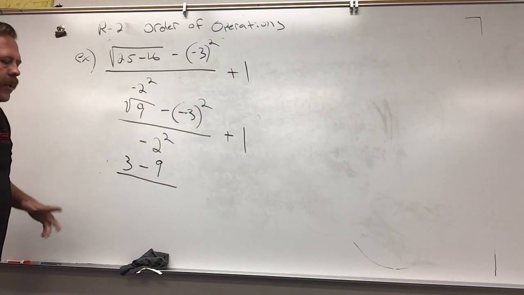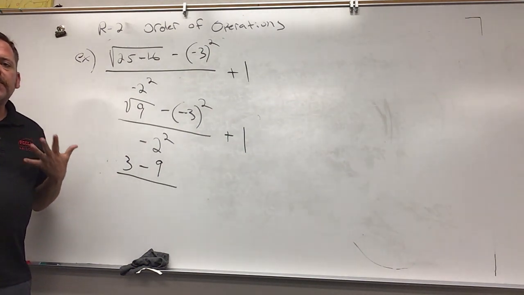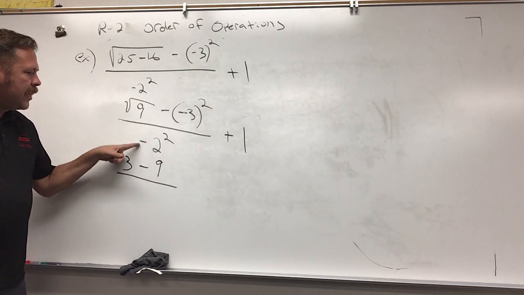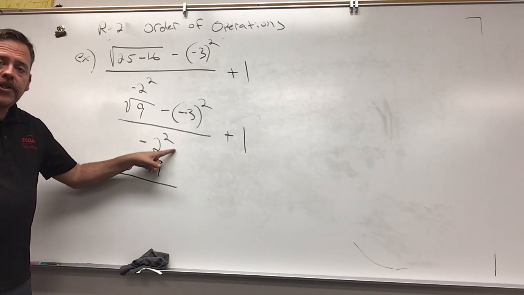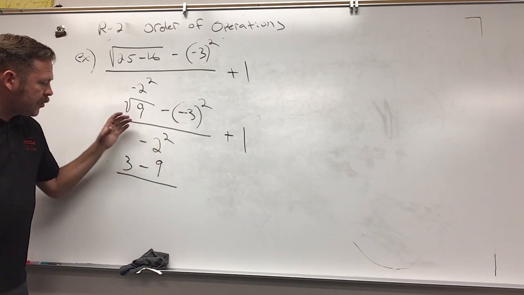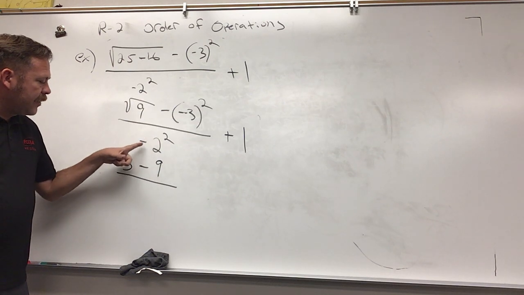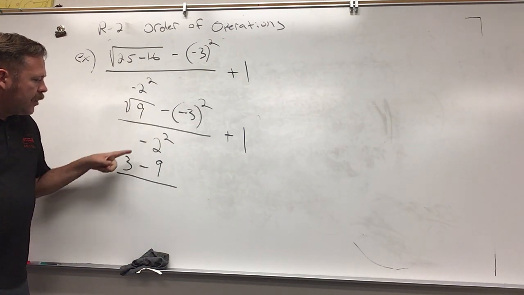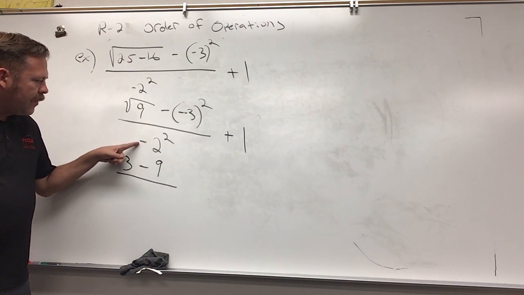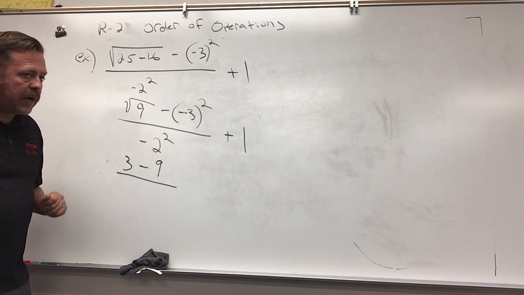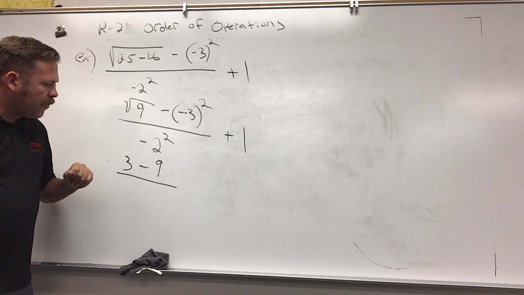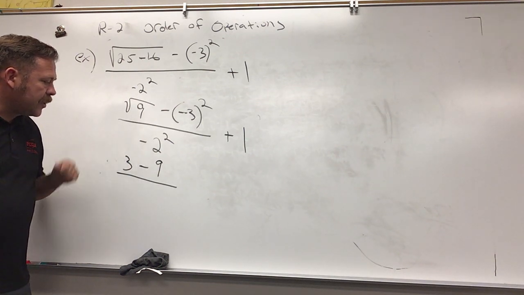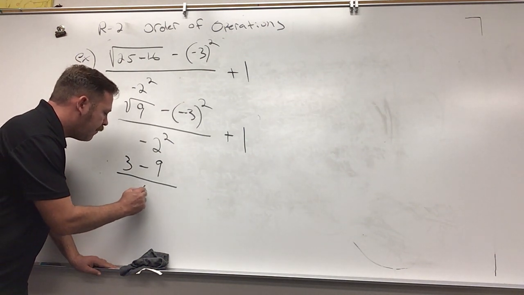Now, this is one of the biggest mistakes that happens. Look at this negative. This negative is not being squared. There's no parentheses around this negative to say that this negative is being squared. So really what I have is a negative times a 2 squared. So we do the exponent first, 2 squared is 4, and then we apply the negative, so this is going to simplify to negative 4.